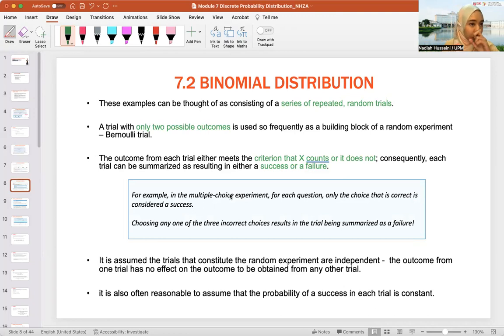Okay, and then we also talked about multiple choice experiment, and I told you, even though you have 4 choices, if you have A, B, C, and D, if C is the only correct answer, then only C is your success, while the rest is failure. Even though you have 3, doesn't matter. So this will be your success, assuming this is the correct answer, and whatever other choice that you choose will be your failure. It is also often reasonable to assume that the probability of a success in each trial is constant.